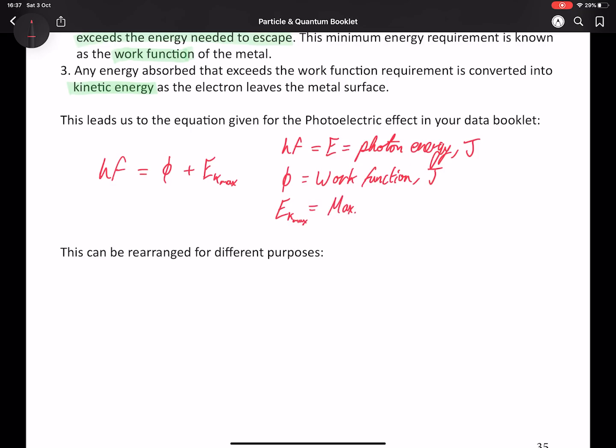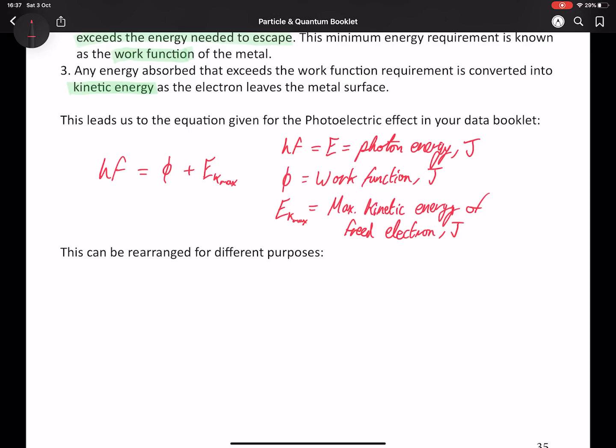Now it's a maximum value simply because if that electron is a few layers of atoms deep in that surface, it may lose energy as it tries to escape. So before it actually leaves the physical surface, it may have encountered other particles, collided with them, and lost some energy. So the maximum kinetic energy is the maximum energy we would be able to observe of any electrons leaving that surface.